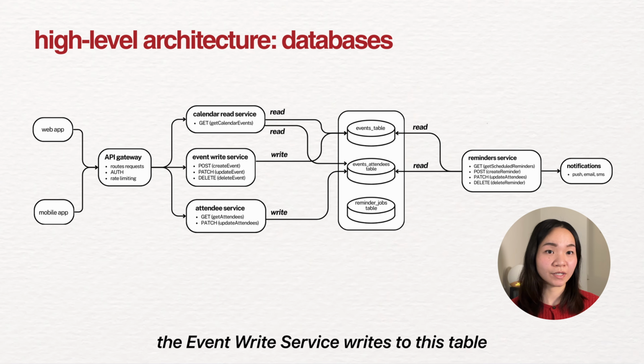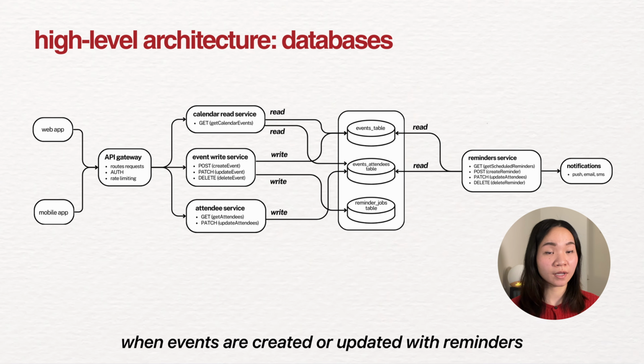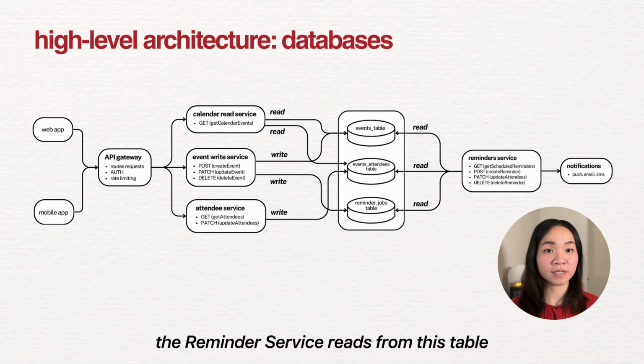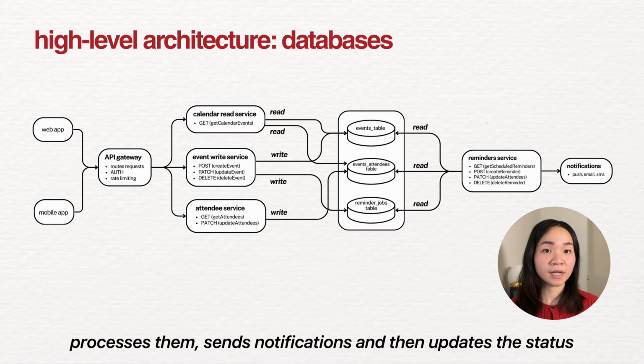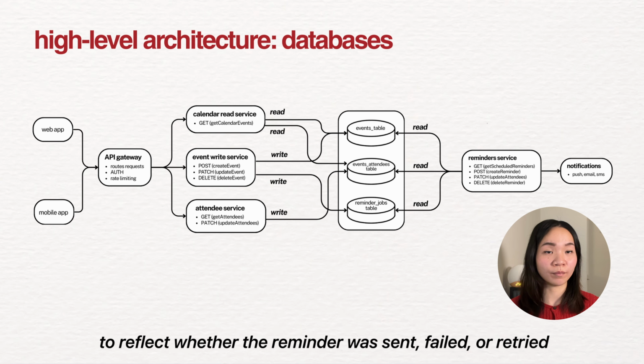The event write service writes to this table when events are created or updated with reminders. The reminder service reads from this table to determine which reminders are due, processes them, sends notifications, and then updates the status to reflect whether the reminder was sent, failed, or retried.